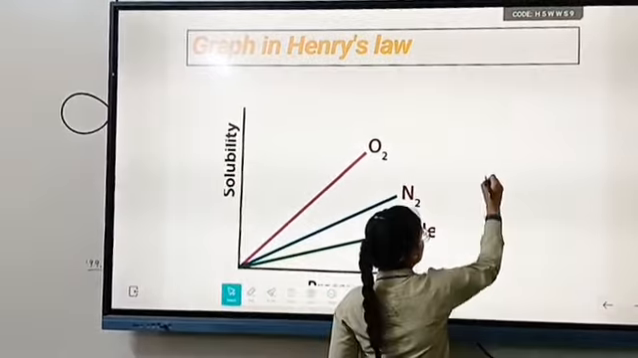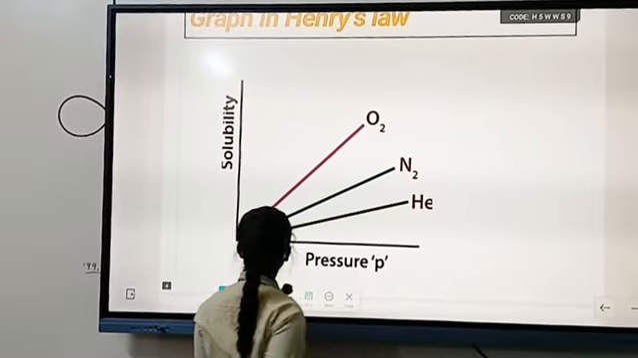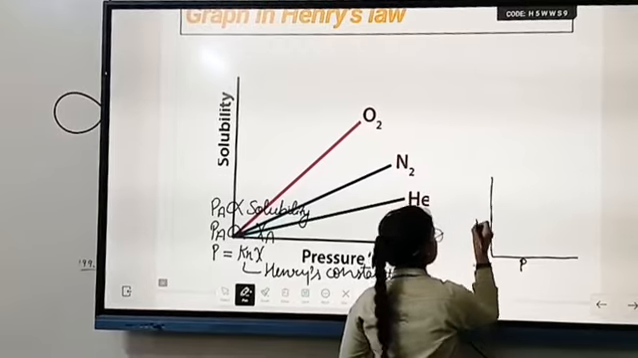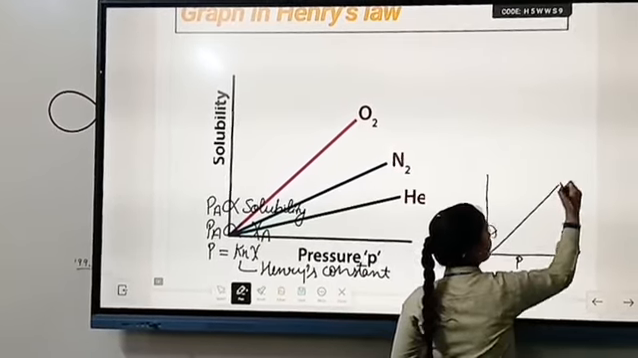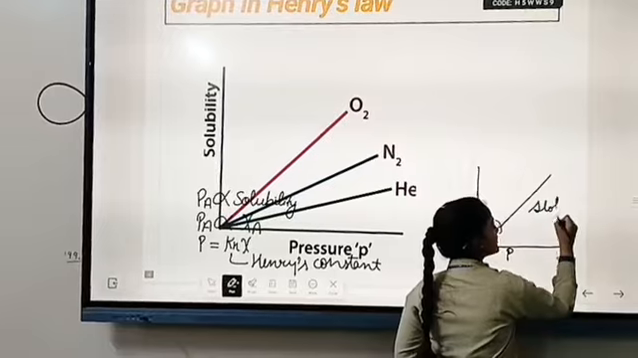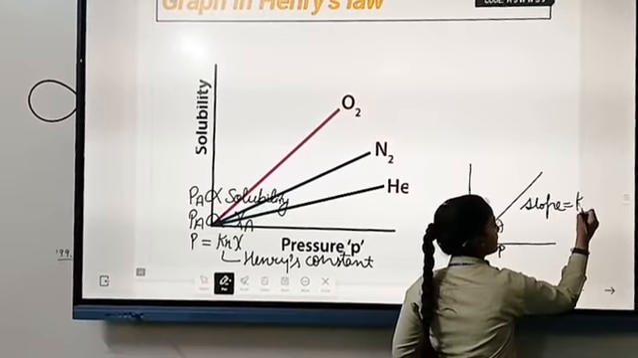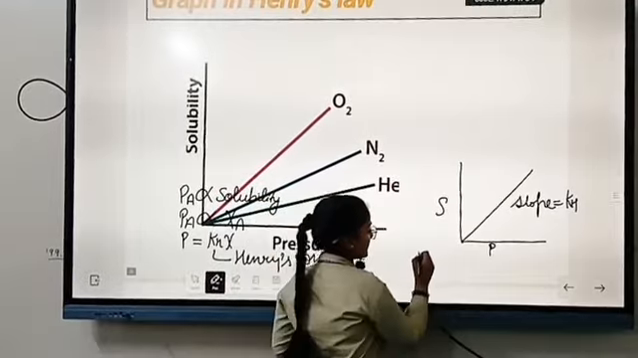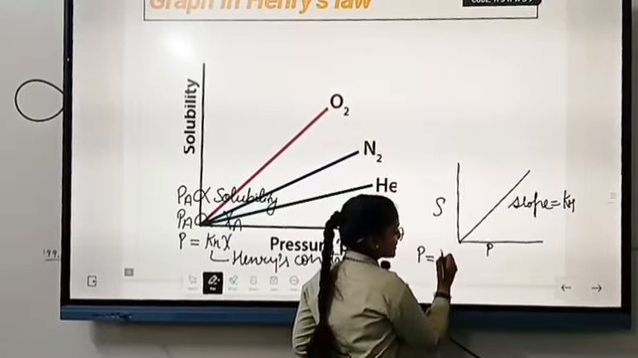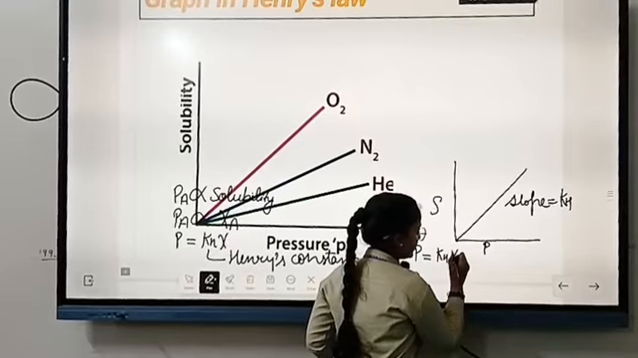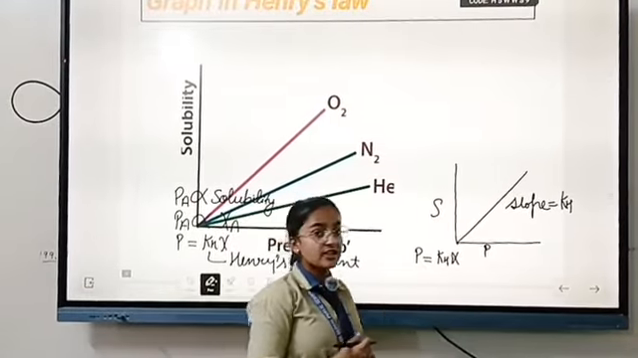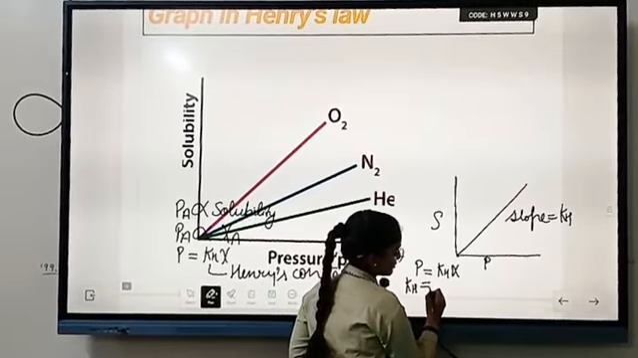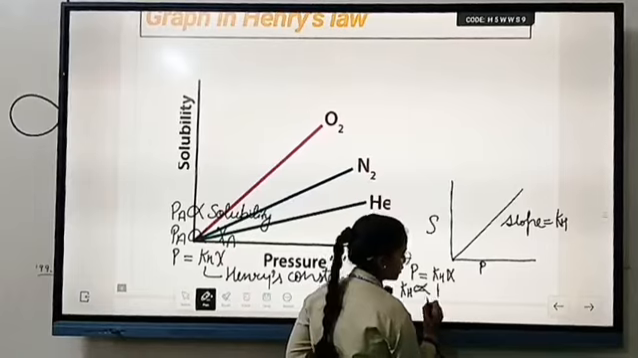Now, let us examine a graph which comes from its corresponding formula, which is also in terms of pressure and solubility. It gives a straight line graph where the slope is equal to kH. Now let's look at its formula, which says that partial pressure is equal to kH zeta. If we rearrange this equation to isolate kH, it shows that Henry's constant is inversely proportional to solubility.